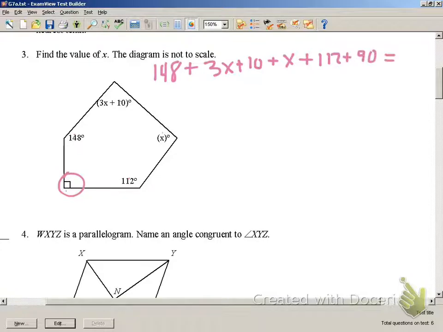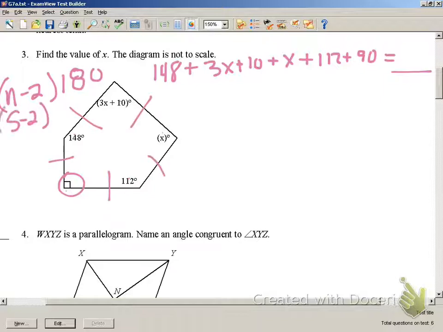But I need to know what to set it equal to. In order to do that, I have to use that interior angles theorem again, that formula of n minus 2 times 180. 1, 2, 3, 4. Guess what? 5 sides again. So that means 540. These 5 angles will equal 540 degrees.